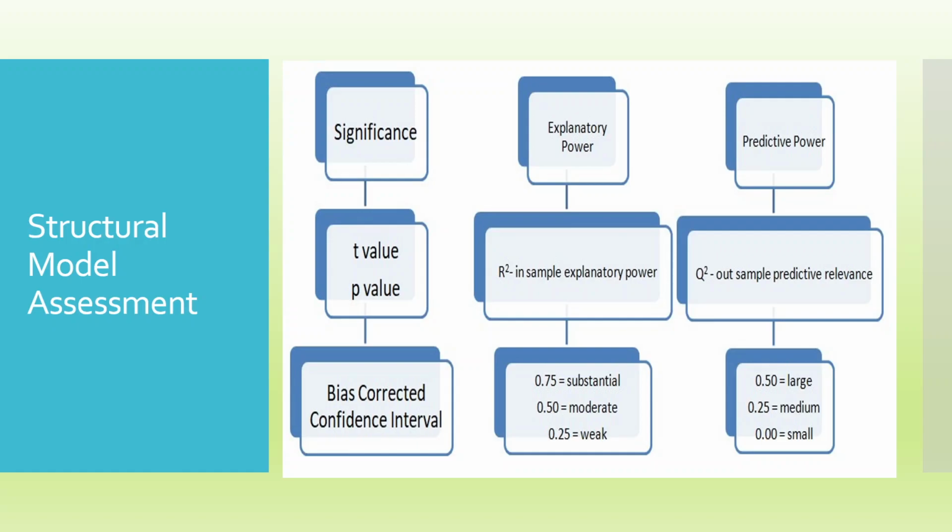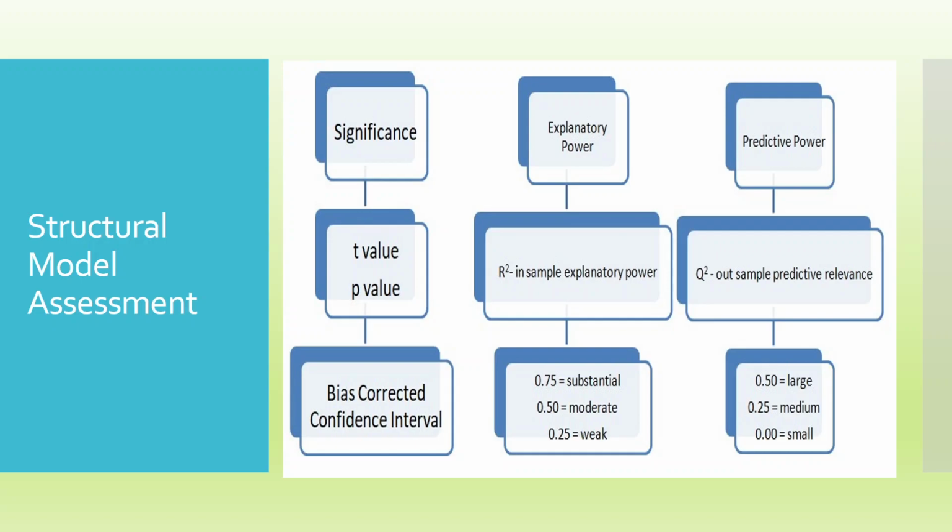The next statistic you consider is predictive power, that is Q square. It's an out-of-sample predictive relevance, and its range is from 0. If it is near 0, it is very small, 0.25 medium, and 0.50 large. Now, what's the difference between explanatory power and predictive power? Explanatory power is known as the in-sample statistic, and predictive power, Q square, is out-of-sample.